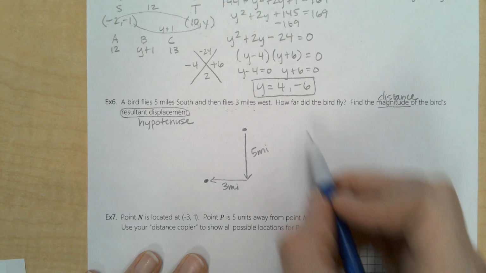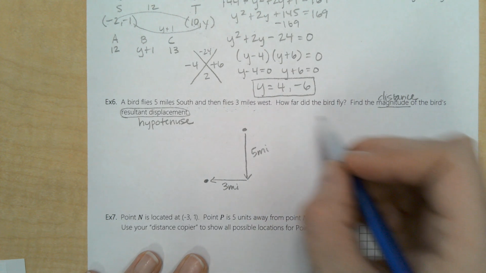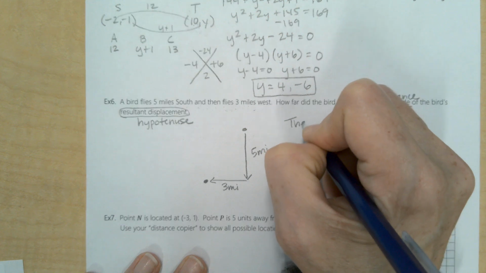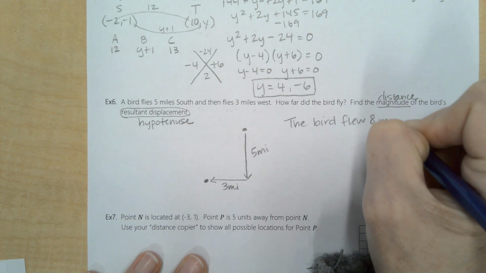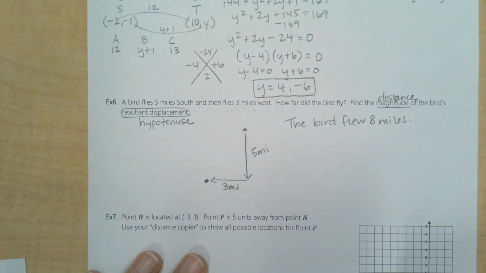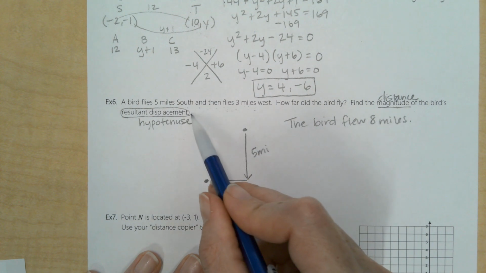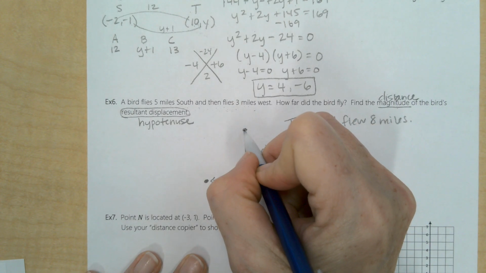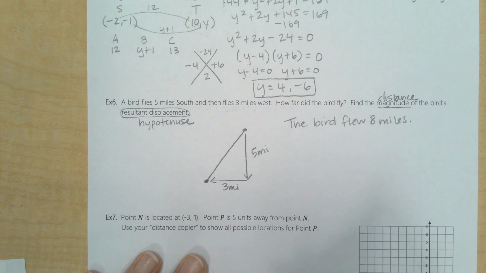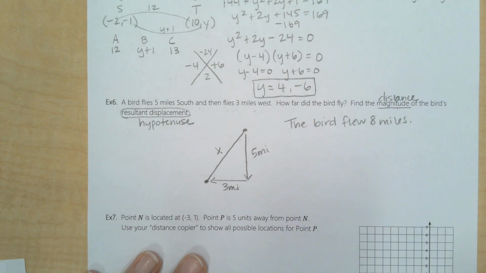The first question is, how far did the bird fly? How do I find that? 8 miles. So the bird flew 8 miles. Now we want to find the magnitude of the bird's resultant displacement, meaning where the bird started to where the bird ended up, from point A to point B. This is my resultant displacement. That's what I'm trying to find.